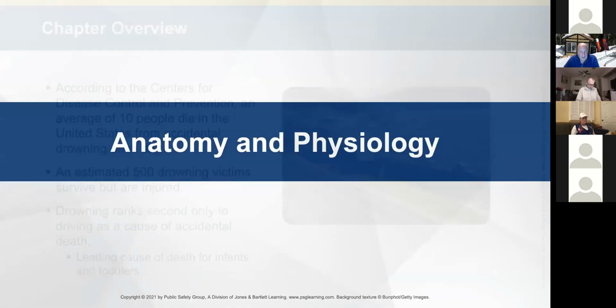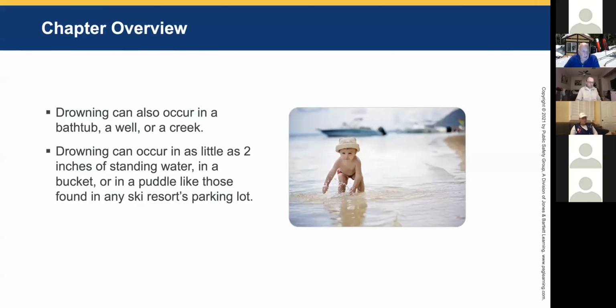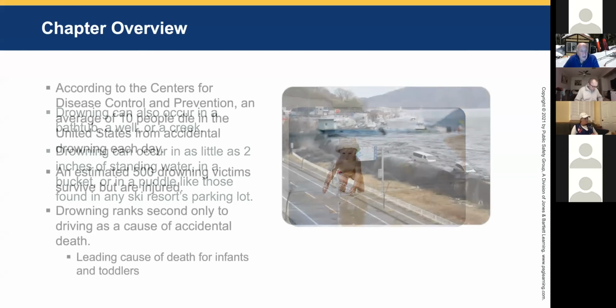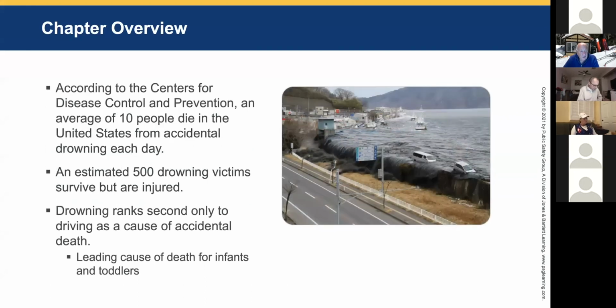All right, they say a drowning can occur in as little as 2 inches of water. You see the baby there. According to the Centers for Disease Control and Prevention, an average of 10 people die in the US from accidental drowning every day. About 500 drowning victims survive but are injured, and drowning ranks second only to driving as the cause of accidental death. It's a leading cause of death for infants and toddlers.